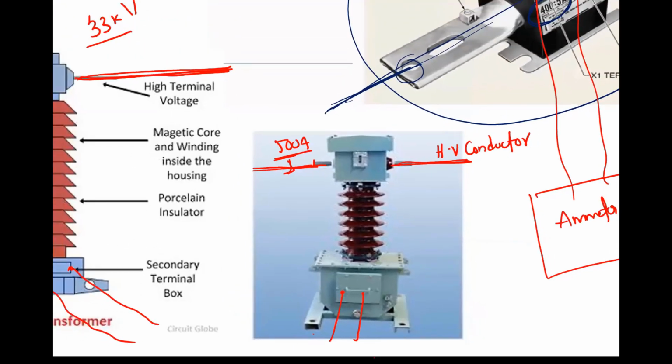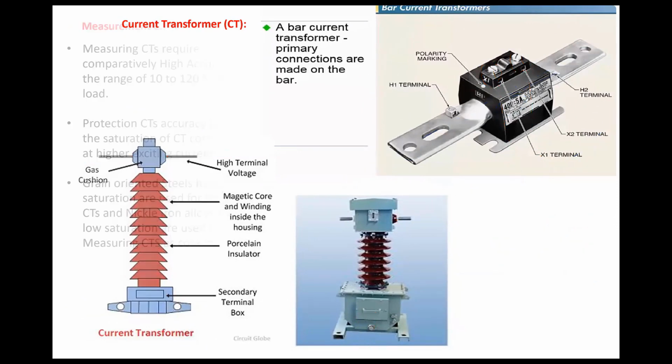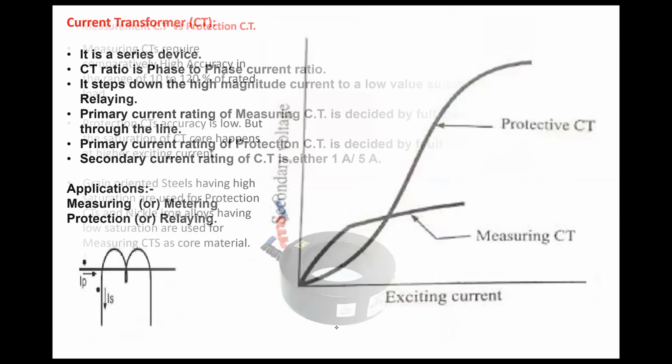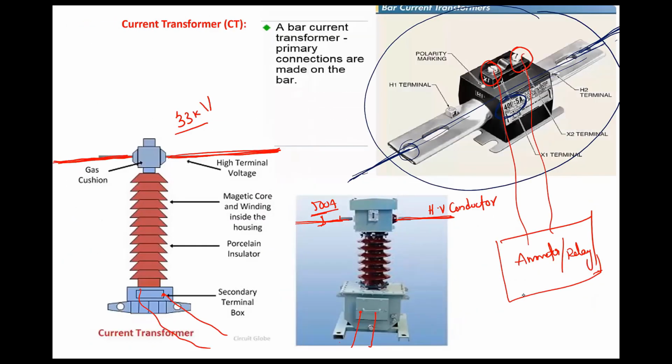So different constructions are possible, and these are the most common constructions I have seen. This is one type of CT, a circular CT. This is a bar CT, and this is the high voltage current transformer.